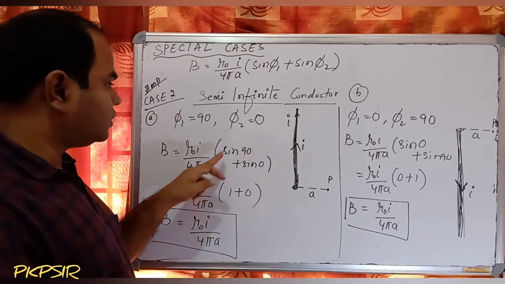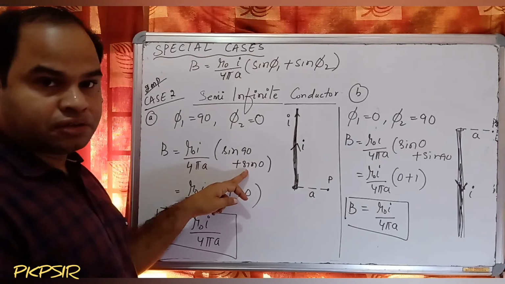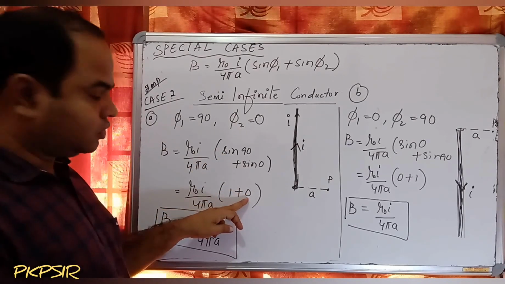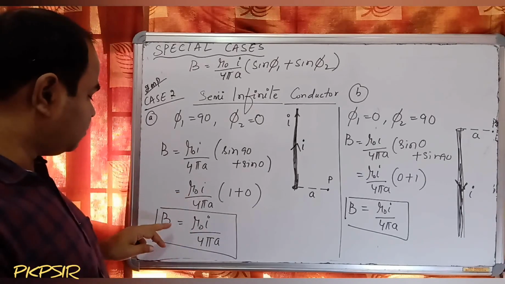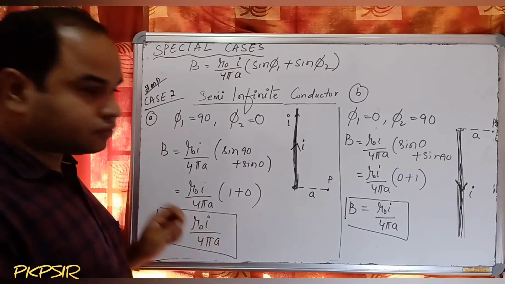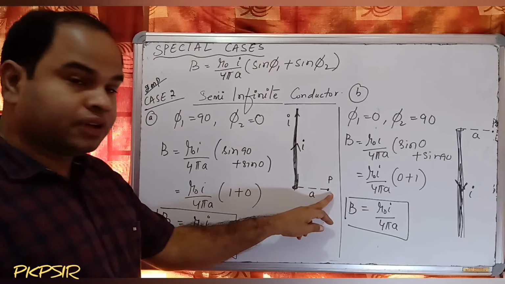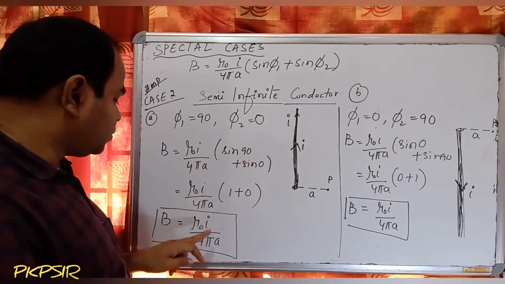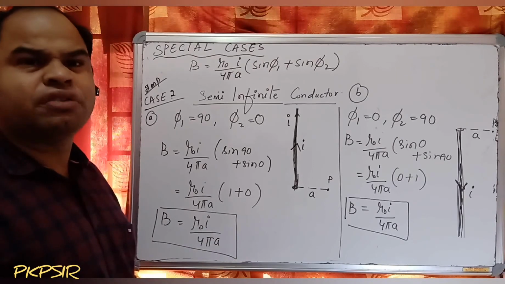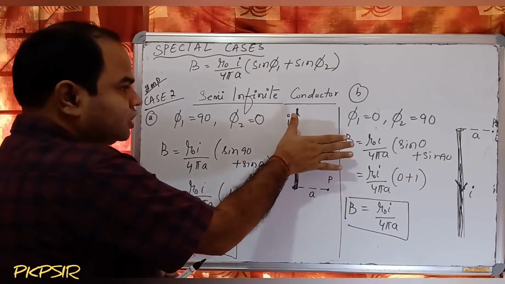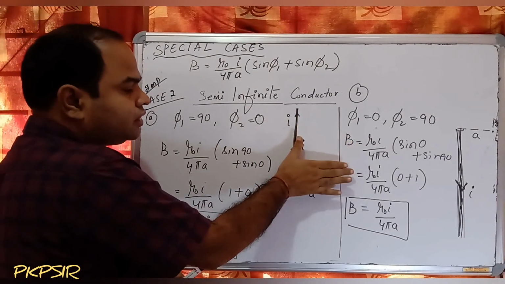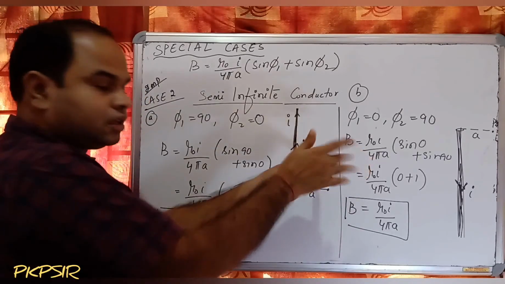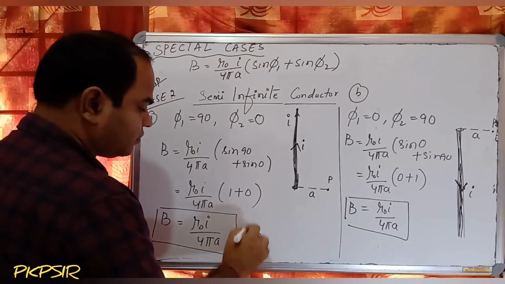Sin 90 is 1 and sin 0 is 0. So what will be the answer? B is equal to mu naught by 4 pi a. The magnitude of magnetic field at point P due to a semi infinite conductor is mu naught I by 4 pi a. What is the direction? Current up, the direction of palm is inward direction, so that is magnetic field is inward.